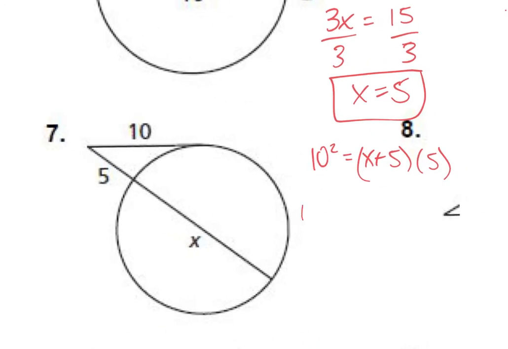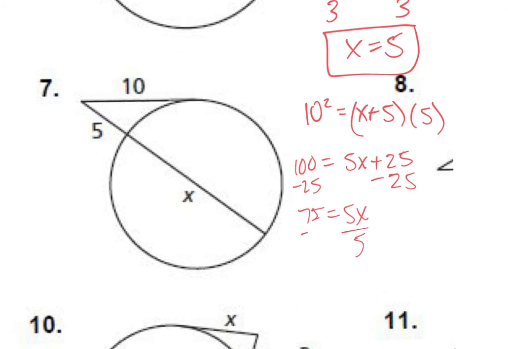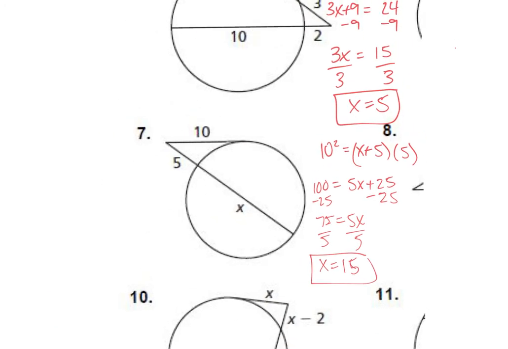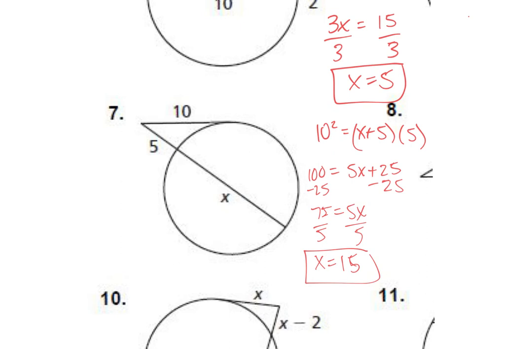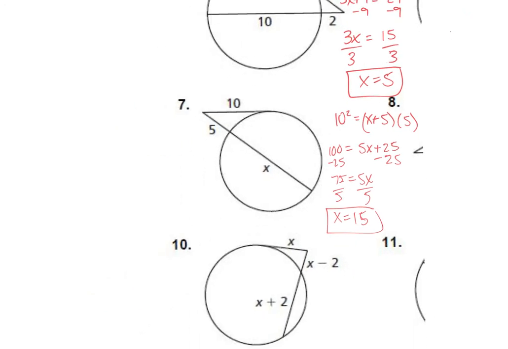Then you would do 100 is equal to 5x plus 25. You would subtract 25 from 100, giving you 75. Then you would divide 75 by 5, and you would get x is equal to 15. Bingo. Very good. But you should have gotten 75 and then divided by 5. Any questions on that one? Sophia, that was awesome.